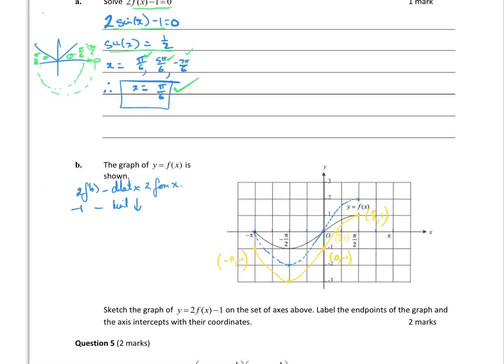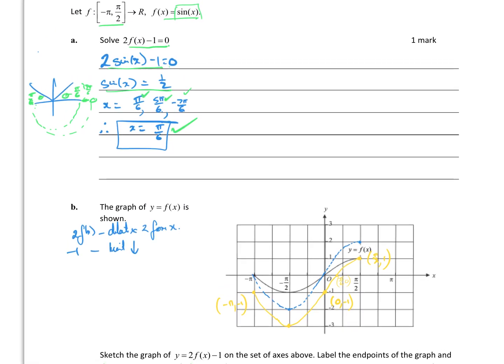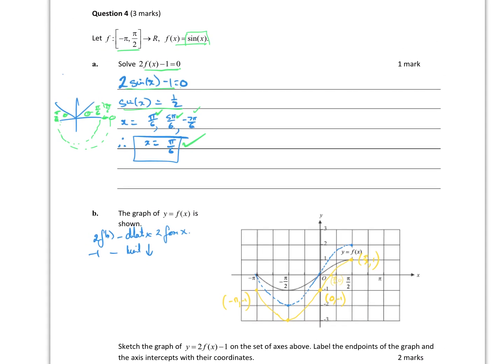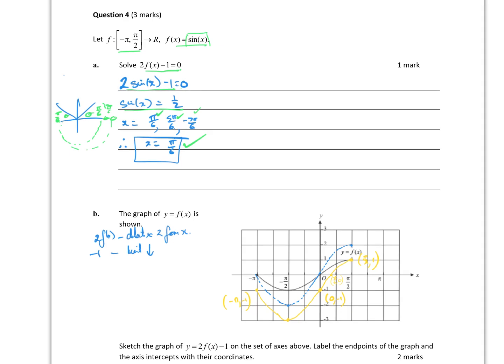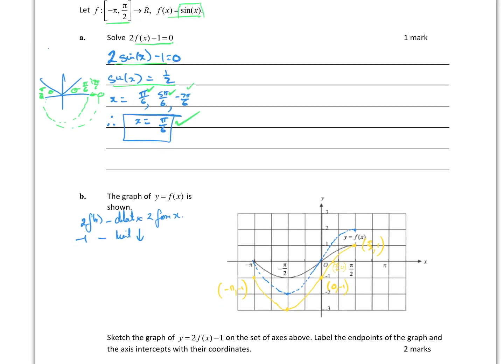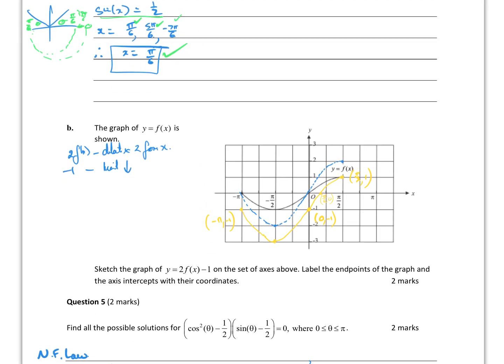Now sketch the graph of y equals f of x. Oh, sorry, the graph of y equals f of x is shown below, which is f of x is equal to sine x. Sketch the graph of 2f of x minus 1. So what happens with those? You can see there the two different steps. So dilate by a factor of 2 from the x-axis. So you can see there, the y values get multiplied by 2. So in blue, I've just brought everything down.